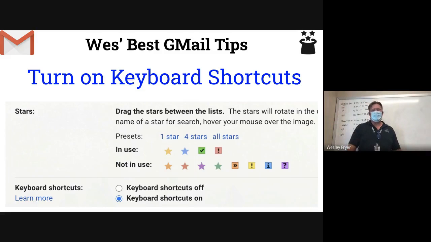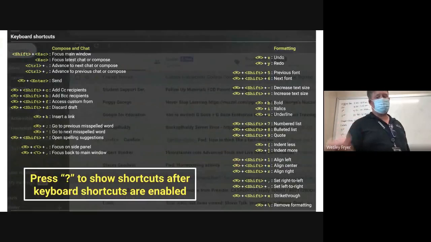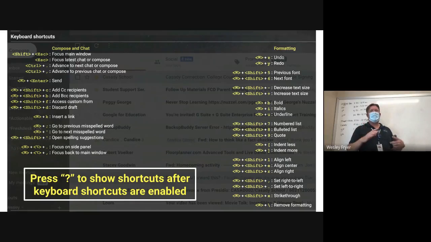So anyway, keyboard shortcuts, turn them on. Once you've turned them on, then you can press the question mark, so shift and slash, and all of these things will pop up. Now, this is overwhelming. I only use about 4 or 5. This is also the kind of thing like, are you the person with 5 emails or 1,000? Are you a person who likes to use keyboard shortcuts, or are you just a mouse person?